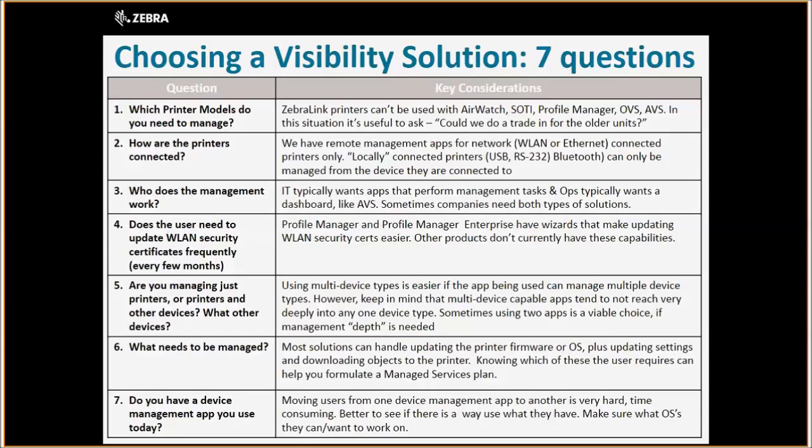It's just really important to know how they're working today and what headwinds you might face if you're trying to get them to change. So what needs to be managed? In most cases with printers, you're going to find it will be really 3 things that users want. Most of the systems can handle doing printer updates or firmware updates or OS updates, plus setting updates, or downloading objects to the printers.